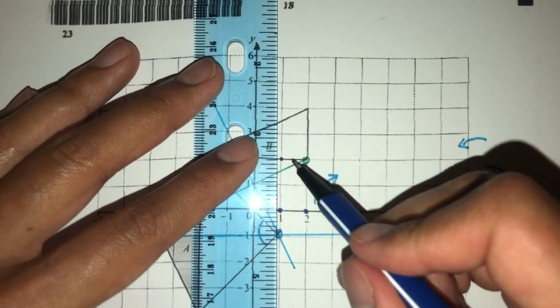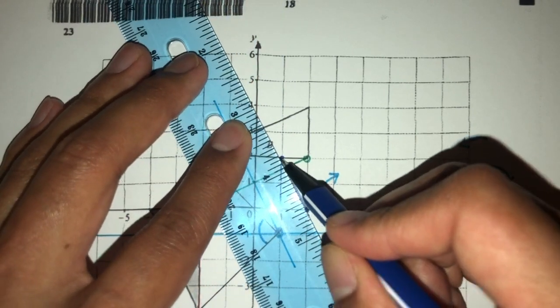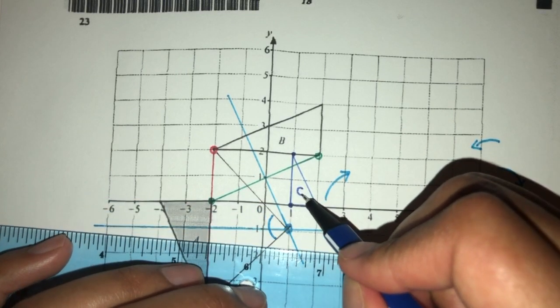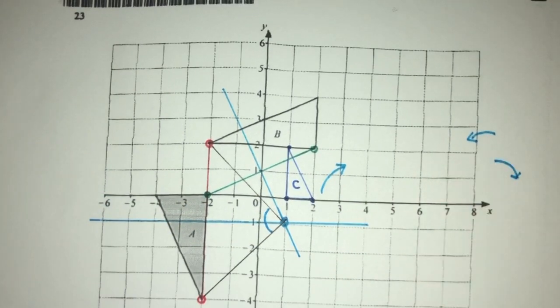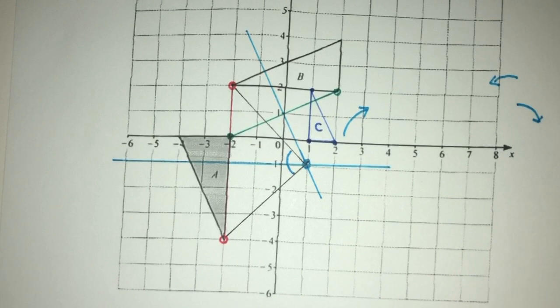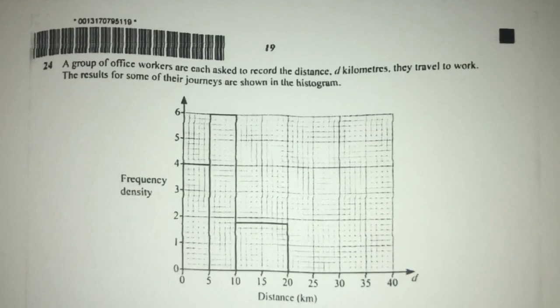So this is my triangle C. You have to label this at the end for your answer. Okay, so this is basically an enlargement with scale factor minus half, and the center should be somewhere in the middle, I think (0, 0). That will be question number 23. Now let's move on to question number 24.